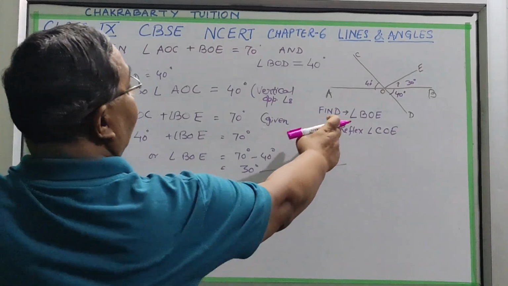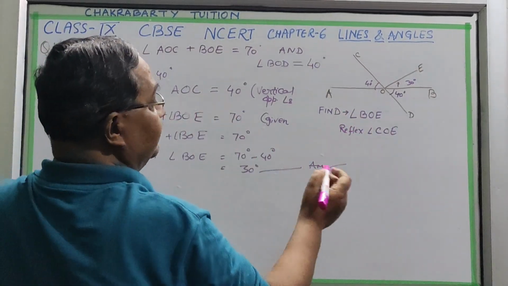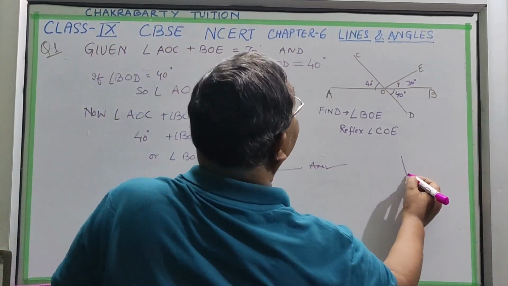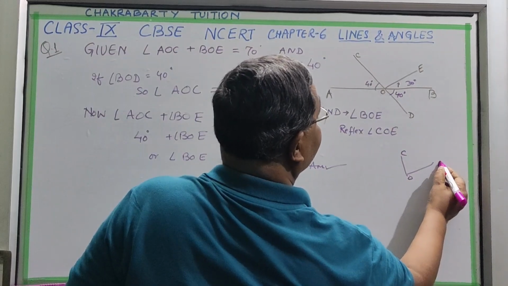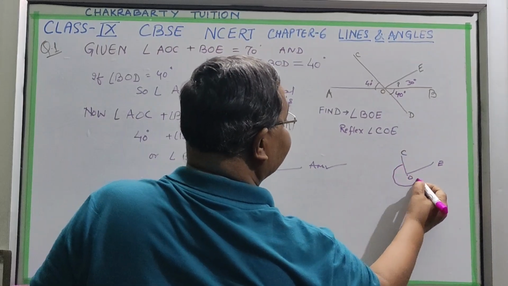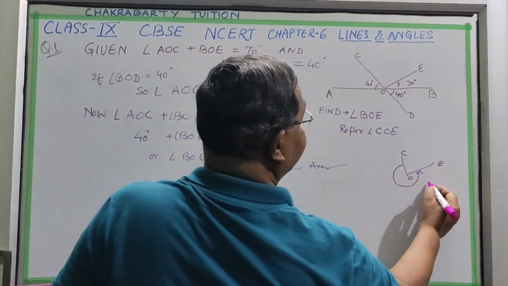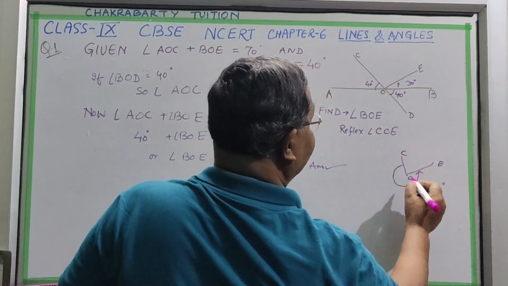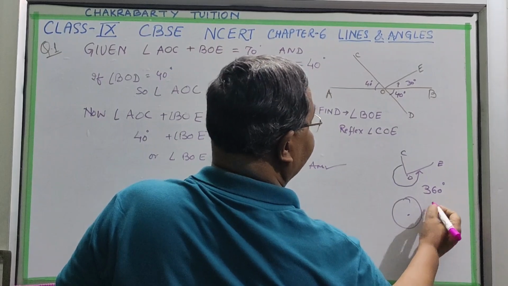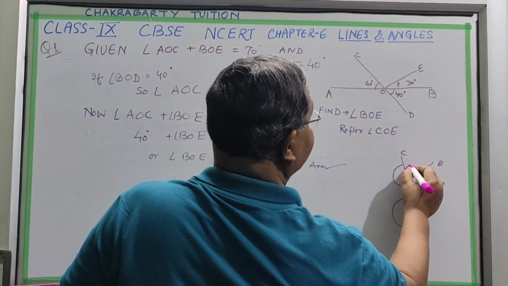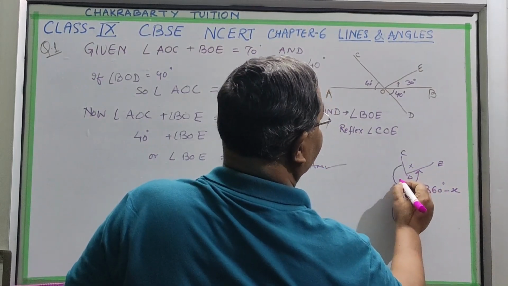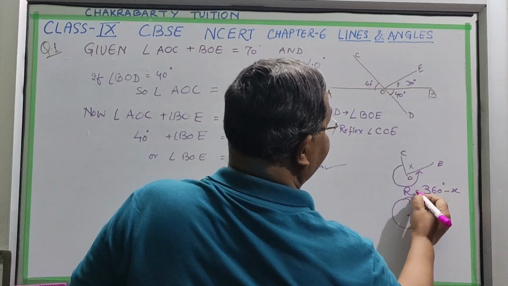Now reflex COE. Reflex means the outside of this angle COE. It means out of 360 degrees, which is the complete angle. If you subtract this portion X from 360, then the reflex angle will come here.